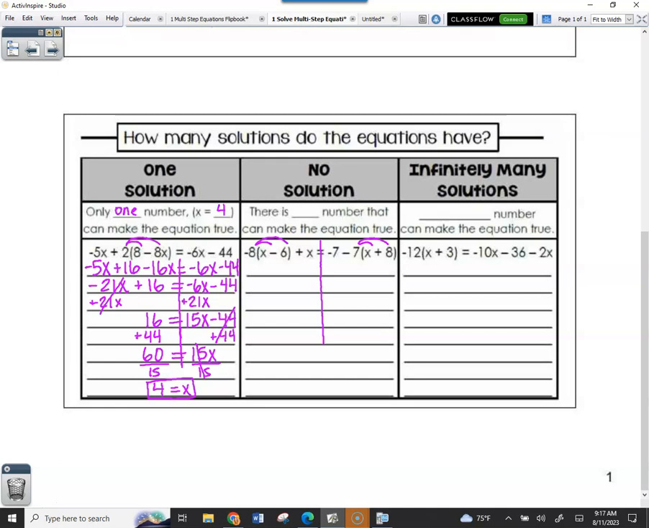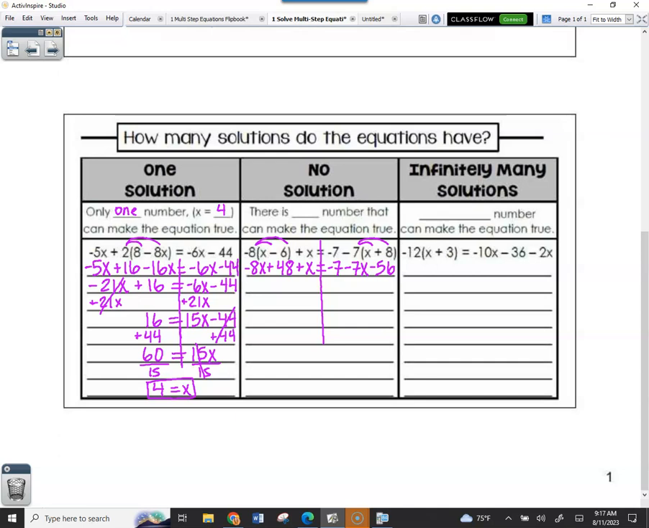Has everyone tried it? Did you get -8x plus 48 plus x equals -7 minus 7x minus 56? Okay. Now we combine the stuff that's on the same side, so no movement yet.